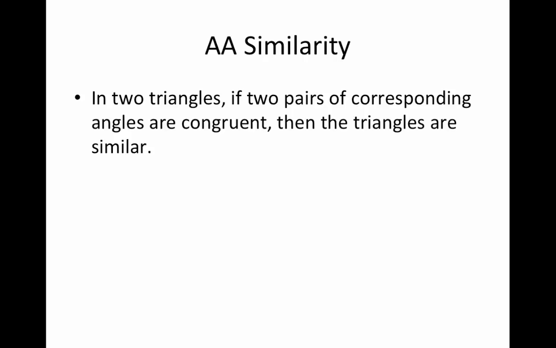Well, there are a handful of similarity shortcuts, and one of them that we're going to focus on today is the AA similarity. The AA similarity triangle shortcut says if in two triangles, two pairs of corresponding angles are congruent, then the triangles are similar. For instance, if this is all I know about two triangles, that they have two corresponding angles that are congruent, then that's all I need to know that these triangles are similar to each other.